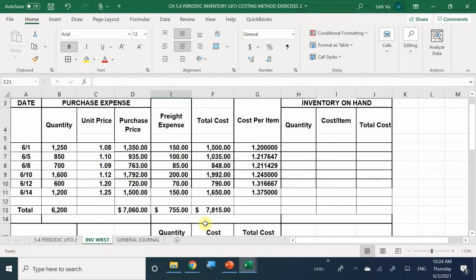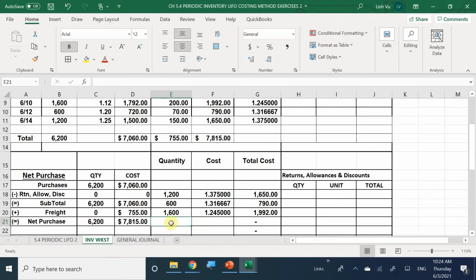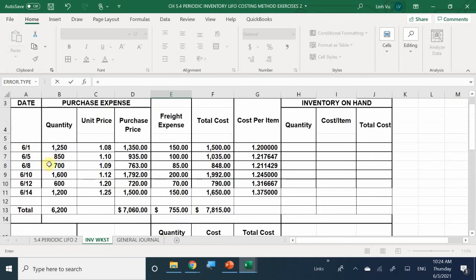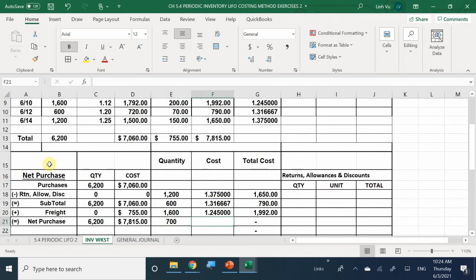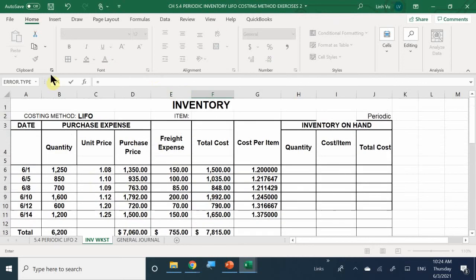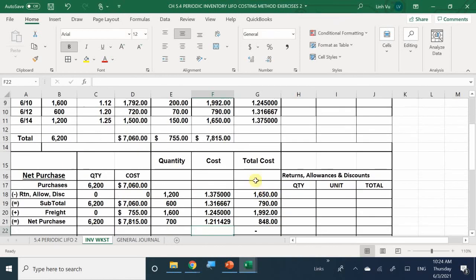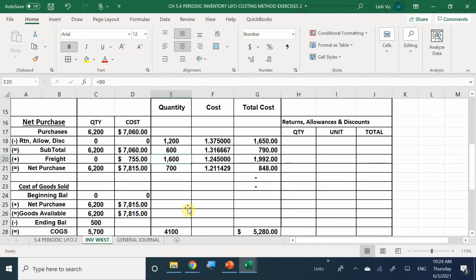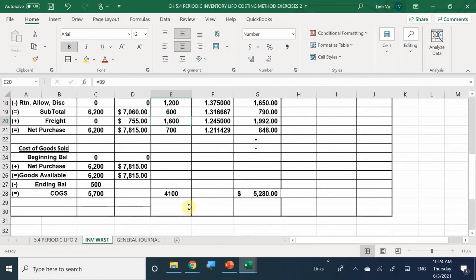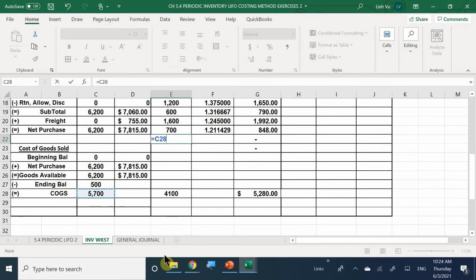700. Okay, for 1.2114. Yes, we're going to get rid of the whole batch here, so it doesn't matter what the per item unit cost is going to be. For 848. Okay. Let's see, we're at 4,100. How many more items do we need to sell to get to 5,700? I'm going to do math here.